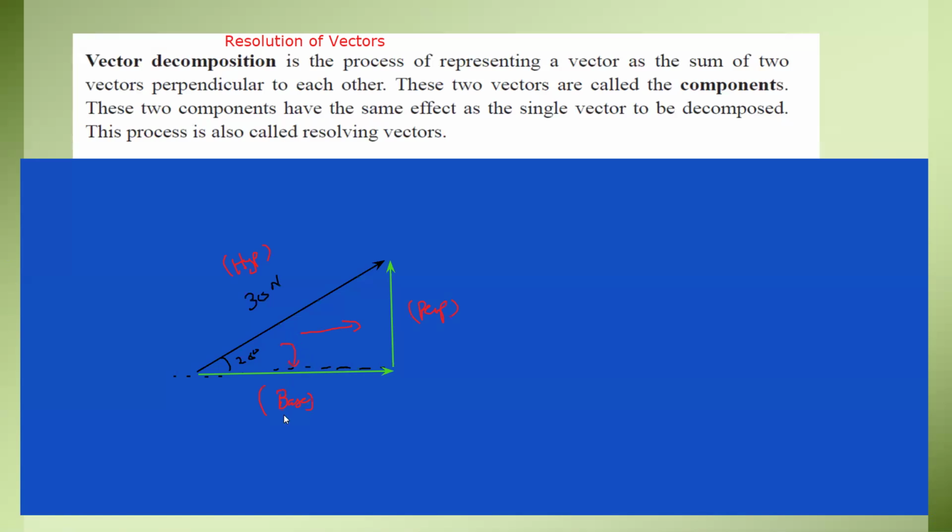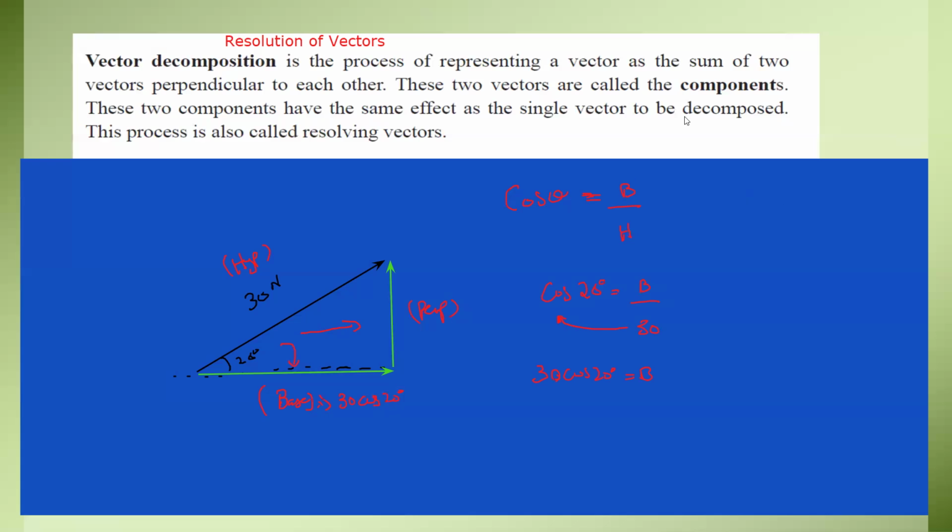Now, if I want to work out the base, I can use the trigonometric ratios. If I use cosine theta, cosine theta is base over hypotenuse. So I can say cosine of theta, where theta is the angle which is 20 degrees, equals the base, which we don't know, over the hypotenuse, which is 30. This 30 is divided, on the other side it will be multiplied. So 30 cosine 20 is equal to the base.